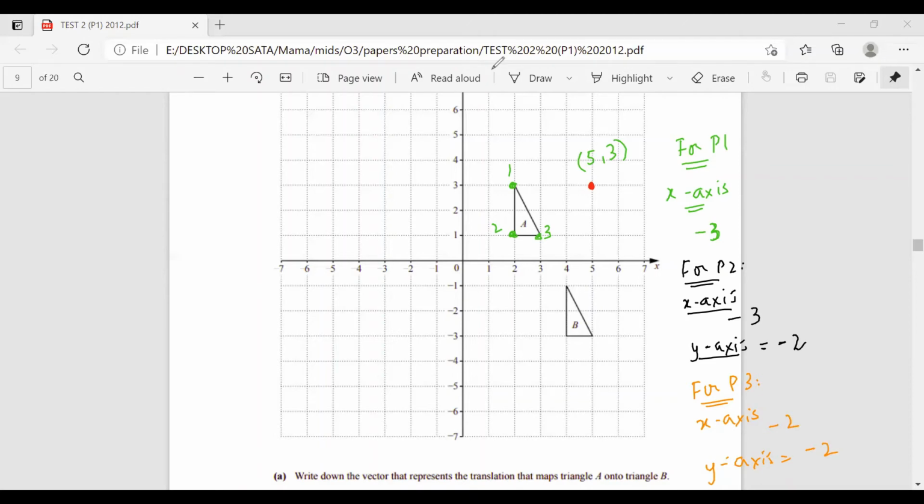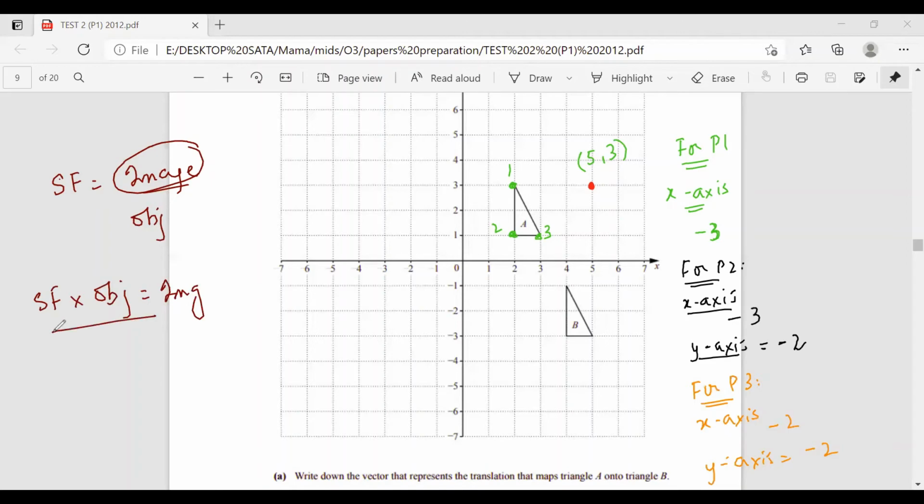After that, I want you all to know about the scale factor. The formula for finding the scale factor is image upon object. Then if I want to draw an image, I have to multiply the scale factor by the boxes of the object. This is my formula. So these are my object values. To get image values, just simply multiply these numbers by scale factor.